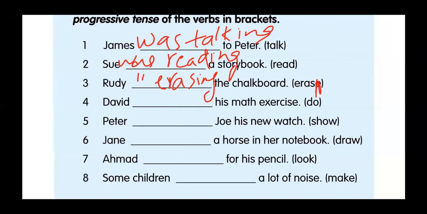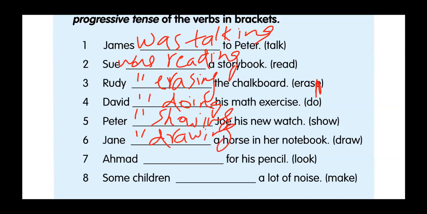David dash his math exercise. David was doing. Doing. Next one. Peter was dash showing his new watch. Was showing. Next one. Jane dash a horse in her notebook. Draw. Jane was drawing a horse in her notebook. Yes, was drawing. Okay. Ahmed dash for his pencil. Ahmed was looking for his pencil.